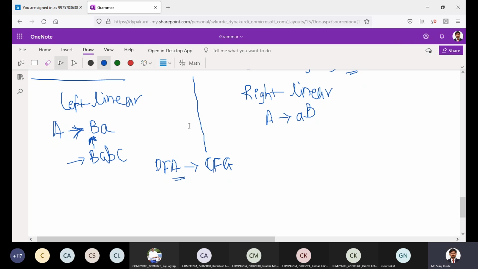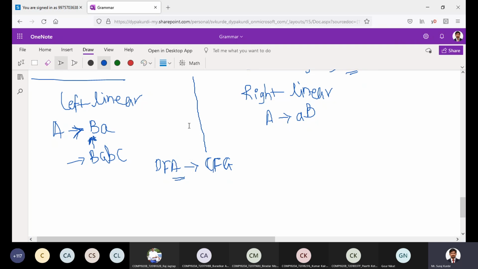What is a DFA? We have 5 tuples: Q, alphabet, delta, Q naught, and the set of final states. While converting it to right linear grammar, it will be a regular grammar, because for each context-free grammar a DFA or NFA does not exist, but for each DFA or NFA a context-free grammar can be written. That is the restriction. So we can represent every DFA using a set of production rules, that is, using grammar.